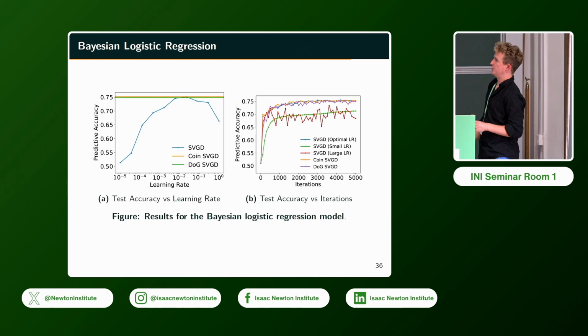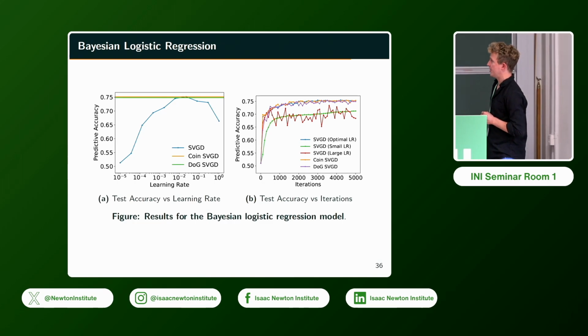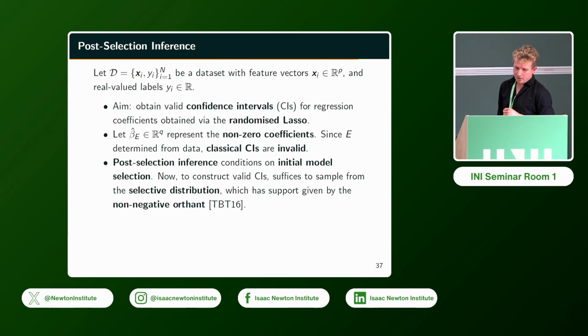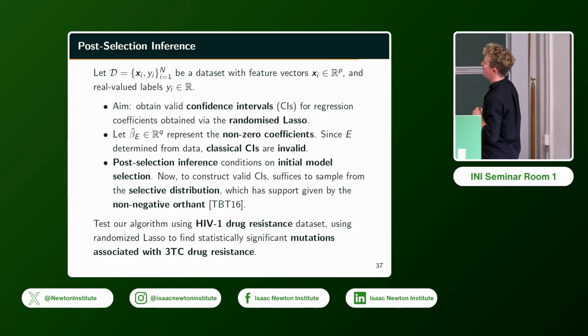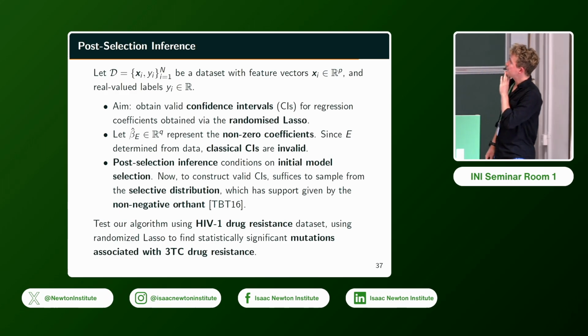So again, on the left-hand side, you have the performance as a function of the learning rate, and on the right-hand side as a function of the number of iterations. Okay, I'm just going to show maybe one more example before I wrap things up. This is a slightly different setting now.